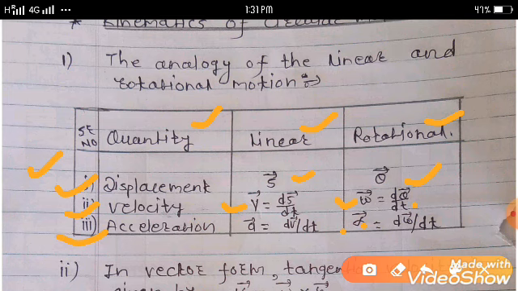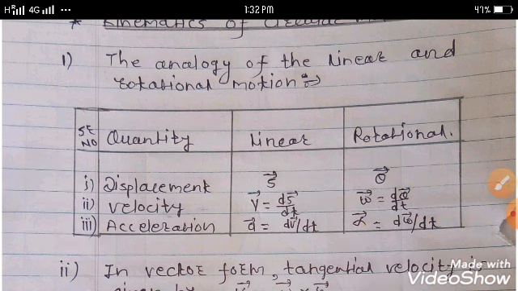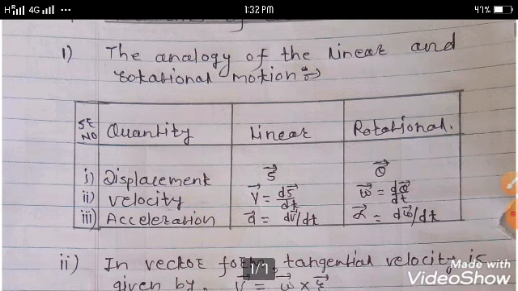Similarly, in rotational motion, acceleration is considered as angular acceleration. This angular acceleration is denoted by alpha bar, and is given by alpha bar equal to d omega bar upon dt. Means what? The rate of change of angular velocity with respect to time is called angular acceleration. In this way we see the analogy between linear and rotational motion.